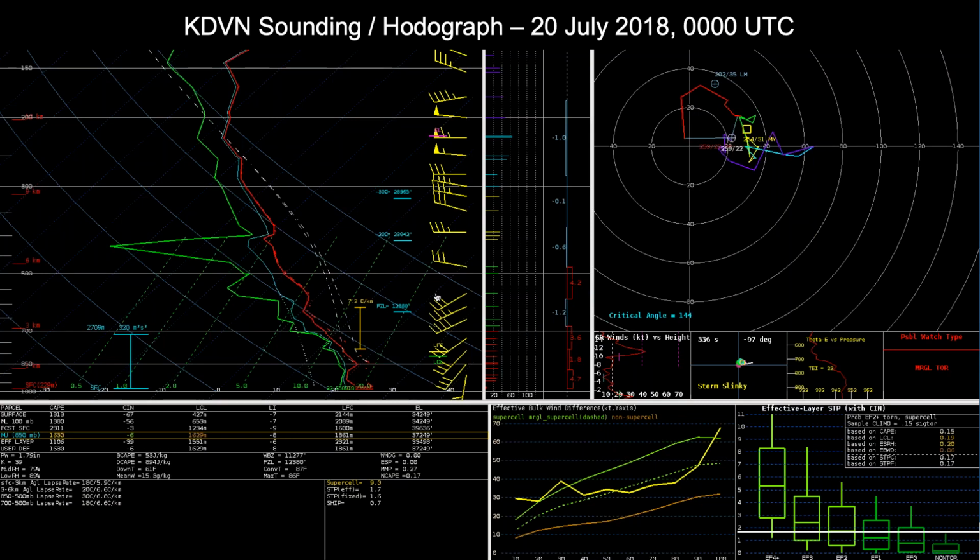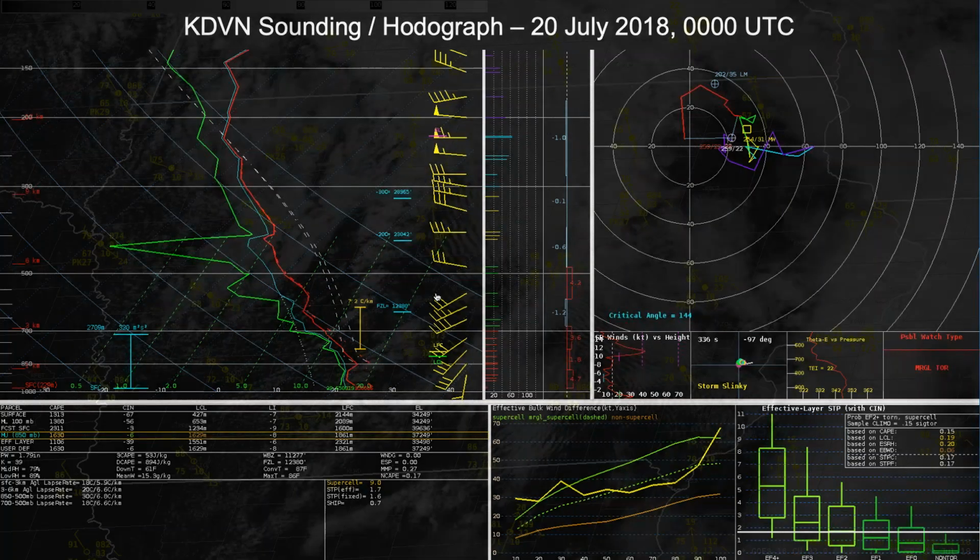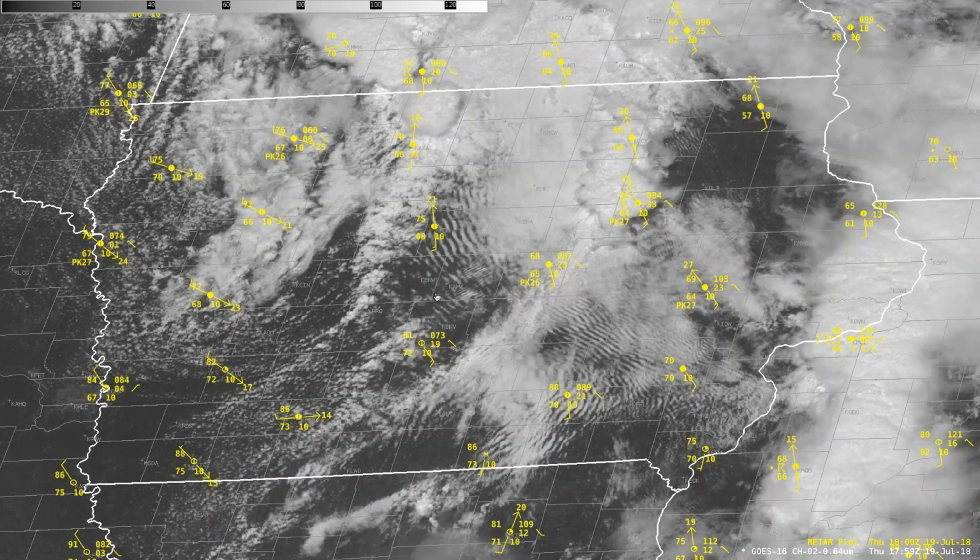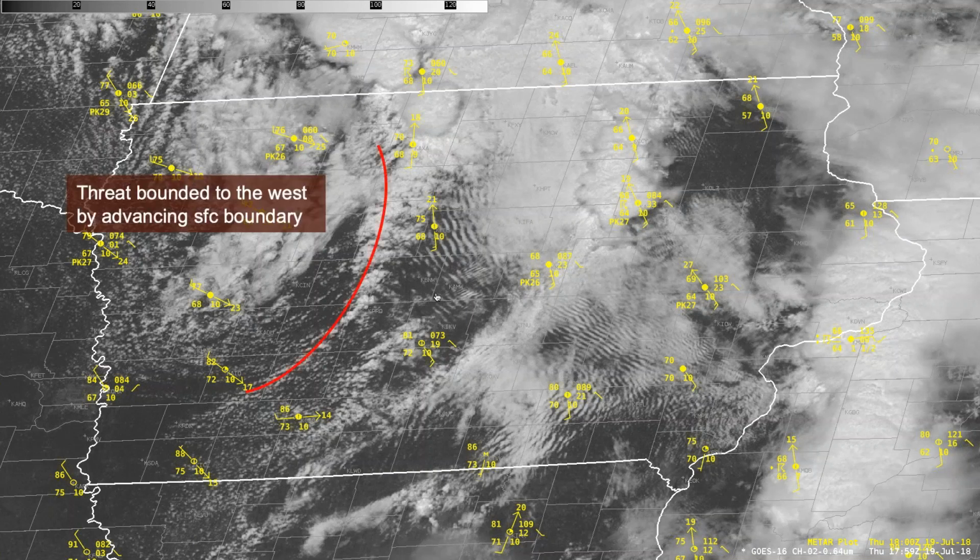We had a very deep surface-based effective inflow layer of 2,700 meters, and the effective helicity in that layer is in excess of 300 meters squared per second squared. So by synthesizing these insights derived from our mesoanalysis, we can identify a threat area limited to about a dozen counties. The advancing surface boundary, where the viz image depicts agitated cumulus towers, forms the western limit to our threat area.